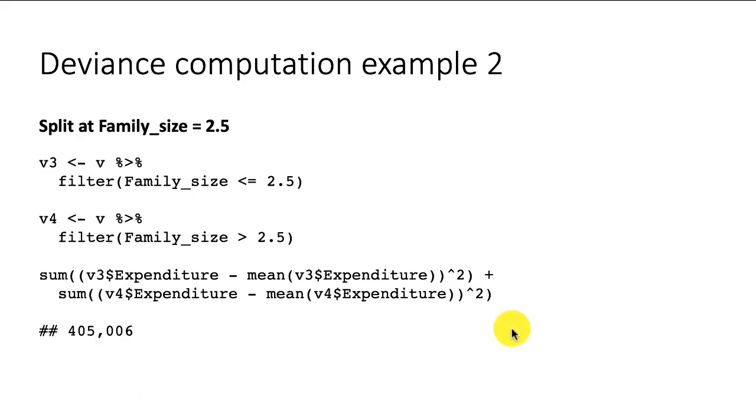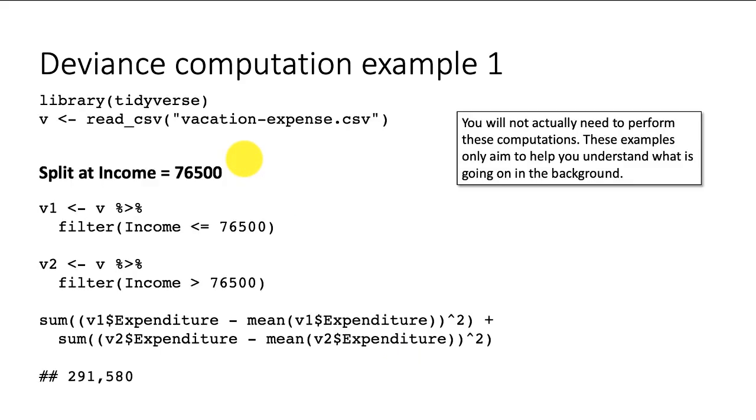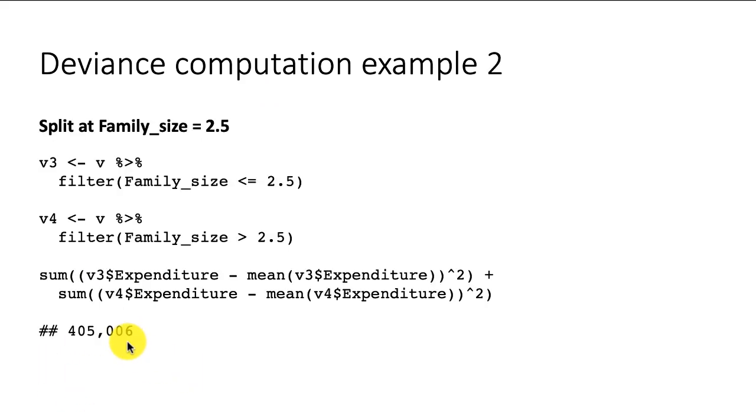Okay, so let's take one more example for deviance. This time I am considering a split of family size at 2.5. Right, so again, I'm doing V3 and V4, and we are filtering family size less than 2.5, family size greater than 2.5, added up, and we get a deviance of 405,006. Okay, so clearly this split of family size at 2.5 is nowhere near as good as this split, because here notice the deviance is 291, which is far less than the deviance here, 405. Okay, so this is probably not a great split. That is a much better split.